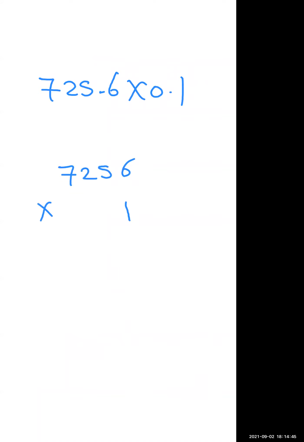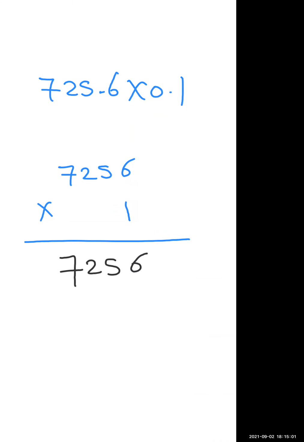Guys, if the question is like this, 725.6 times 0.1, if we ignore the decimal points, it becomes 7256 times 1. All of us know that multiplication by 1 equals the same number, correct? So the answer is 7256. So how can I write the answer?